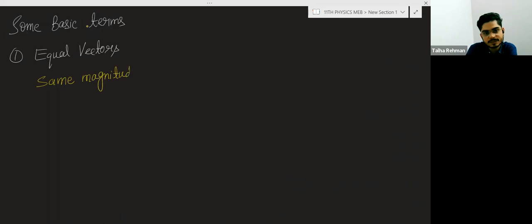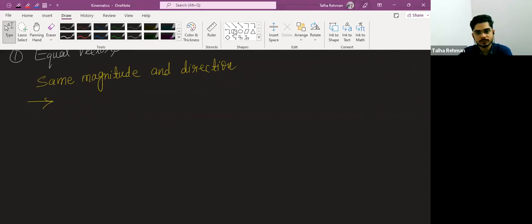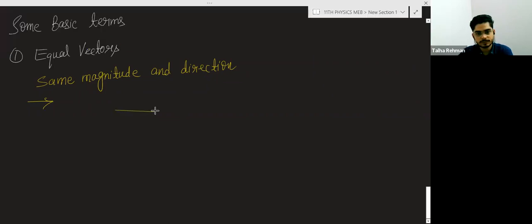The vector will have same magnitude and direction. For example, you have two vectors like this. This is one vector, suppose, and this is another vector. So the length of the arrow of both the vectors are same, equal, and the direction is also same. Okay, from the arrowhead you can decide the direction, means this vector is going this side and this vector is also going this side.